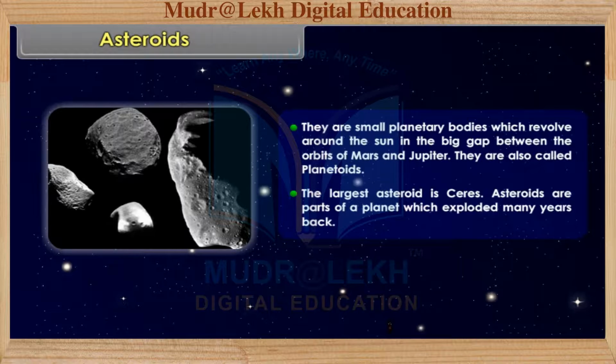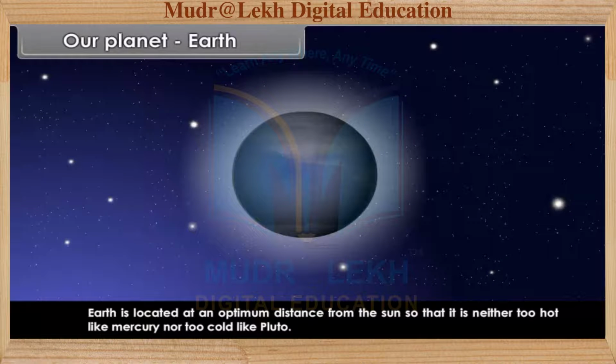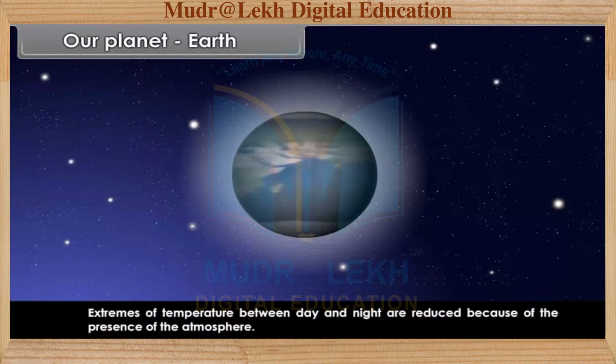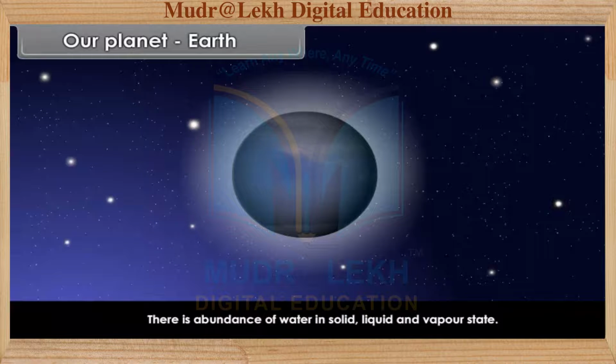Our planet Earth. Earth is located at an optimum distance from the Sun, so that it is neither too hot like Mercury nor too cold like Pluto. Extremes of temperature between day and night are reduced because of the presence of the atmosphere. There is abundance of water in solid, liquid and vapor state.